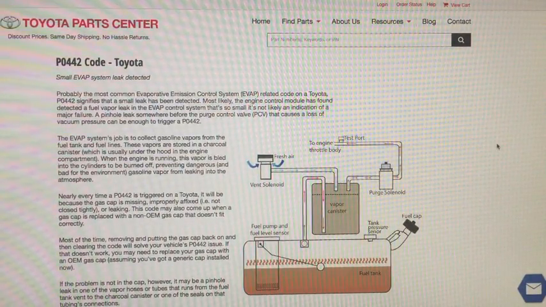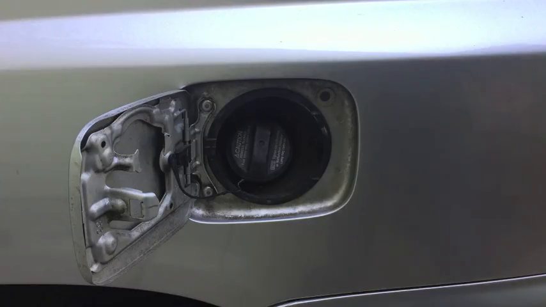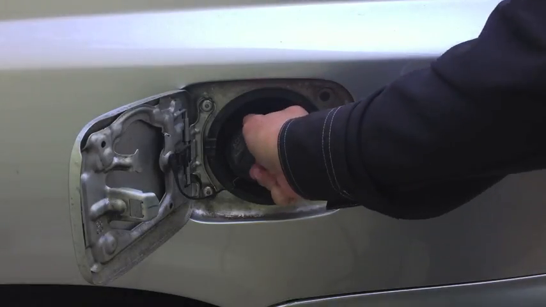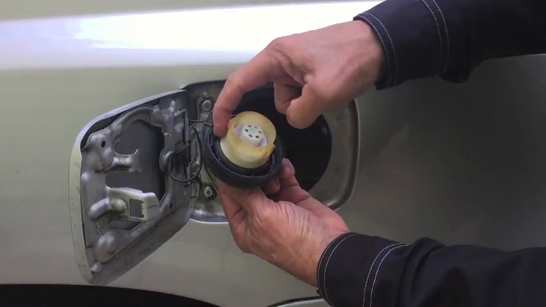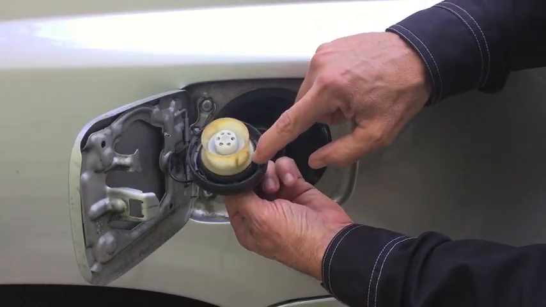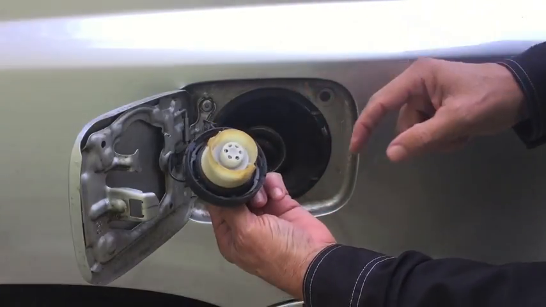Now I start my check at the gas cap because that's the easiest thing to check and the most common location for a leak. So that's where I start. First thing I did was check the gas cap to make sure it was on tight, which it was. I then inspected the O-ring, the rubber gasket on the gas cap. I was looking to see if it was cracked or if there were any obvious problems, and there weren't.